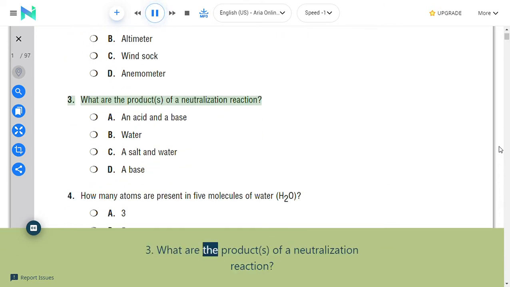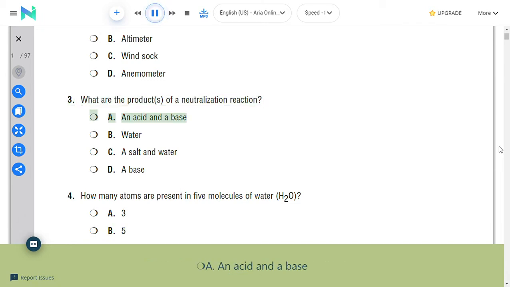3. What are the products of a neutralization reaction? A. An acid and a base. B. Water. C. A salt and water. D. A base.